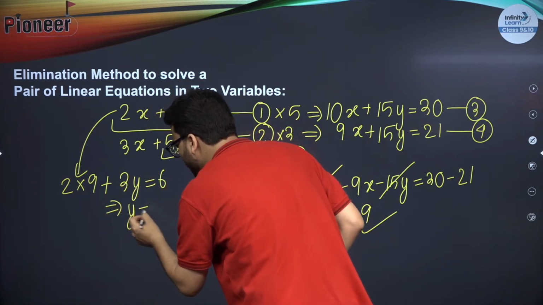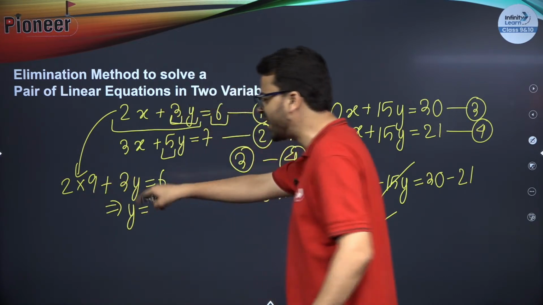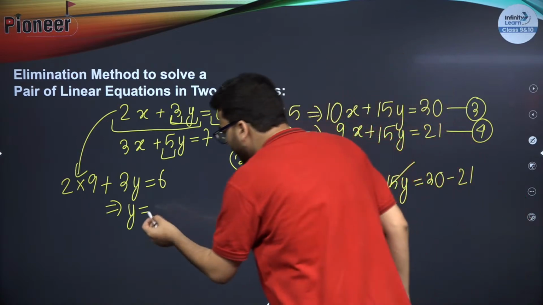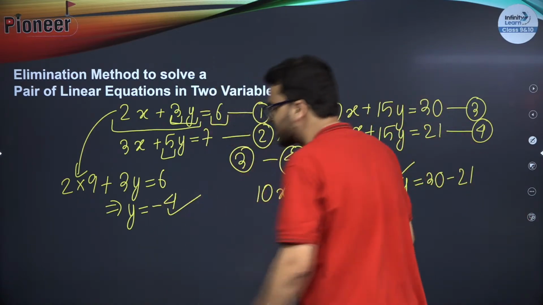So y is coming out to be, you see 6 minus 9 2s are 18, right? So that is minus 12 by 3 is what? Minus 4. So y is equal to minus 4 is coming.